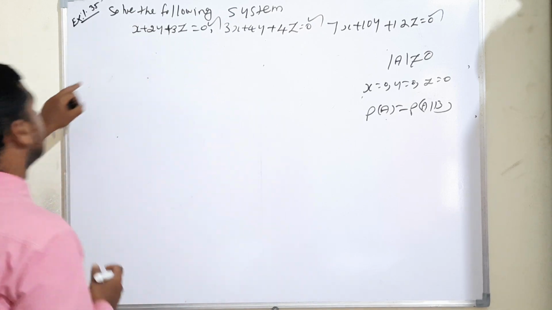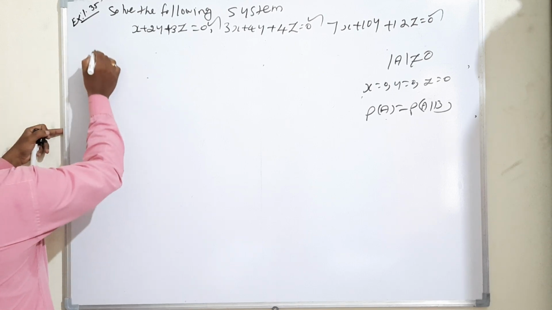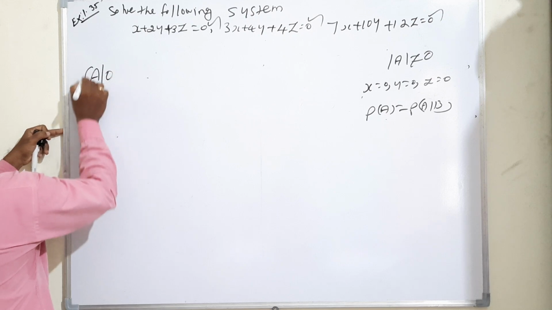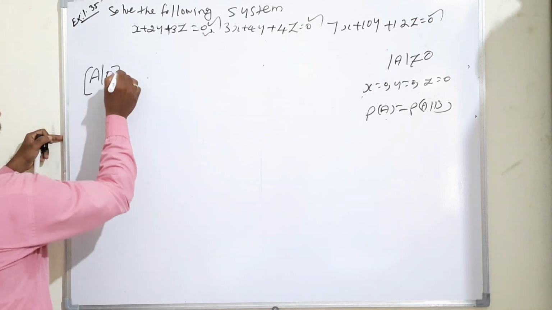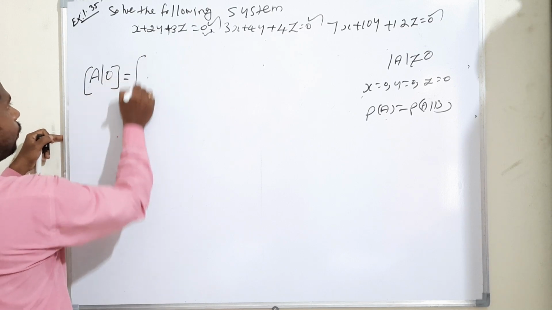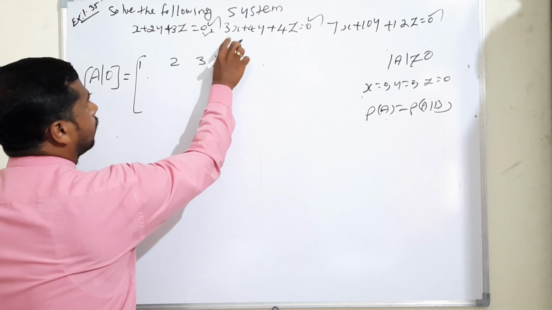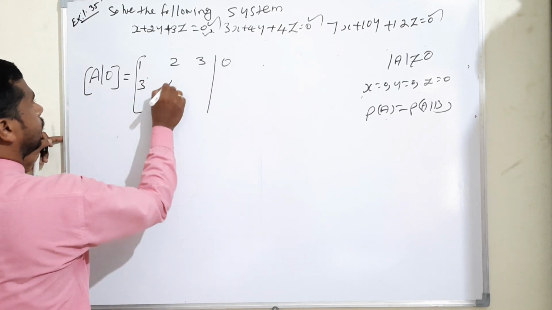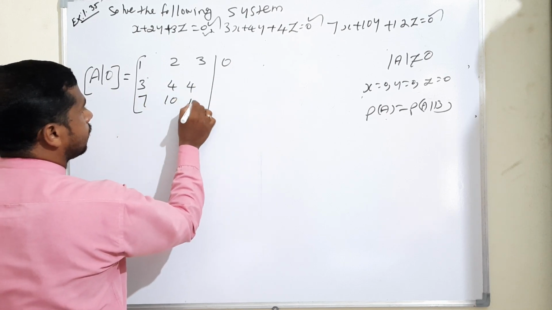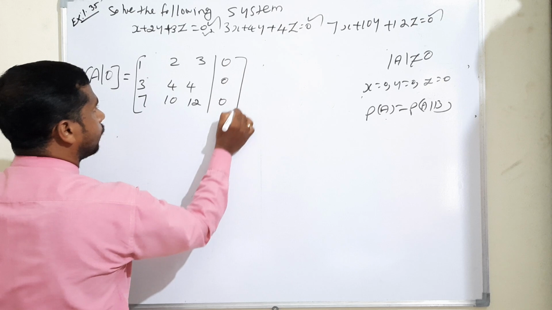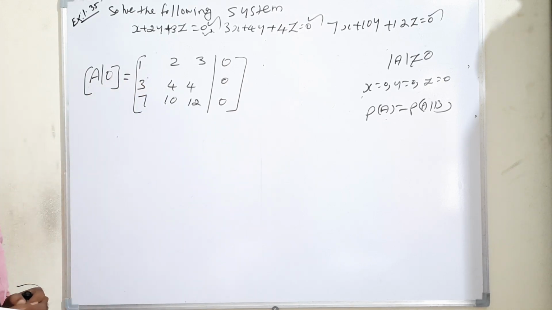Now I am moving to example 1.35. First we write the augmented matrix with 0. Why am I writing 0? Because each and every constant term is 0. So the augmented matrix is: 1, 2, 3, 0; 3, 4, 4, 0; 7, 10, 12, 0. We have to reduce it to row echelon form.